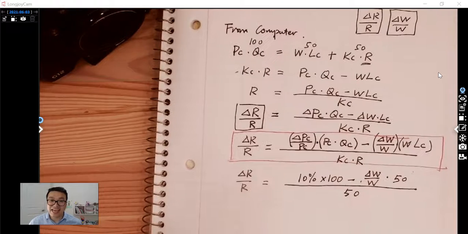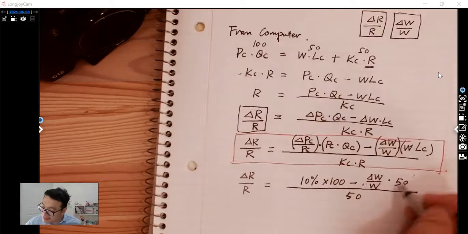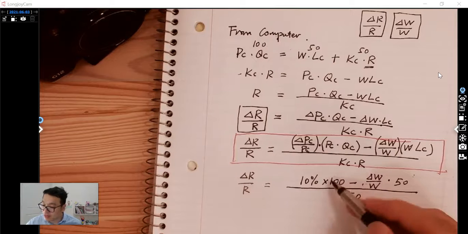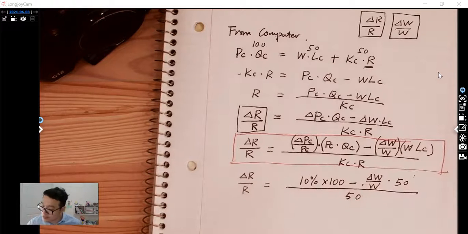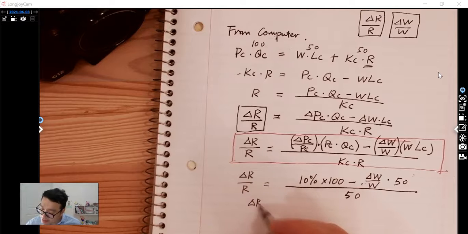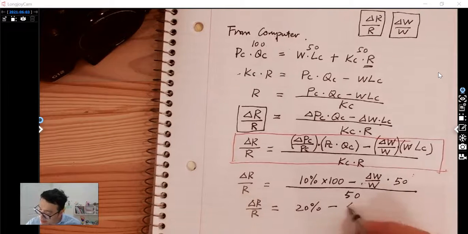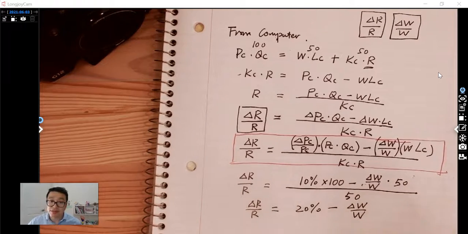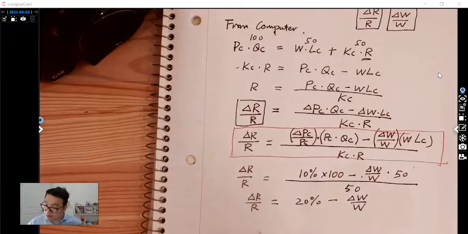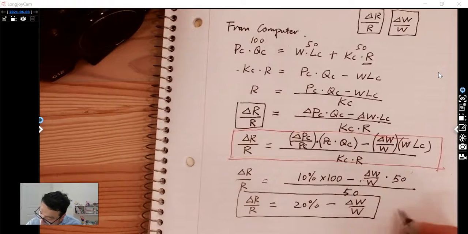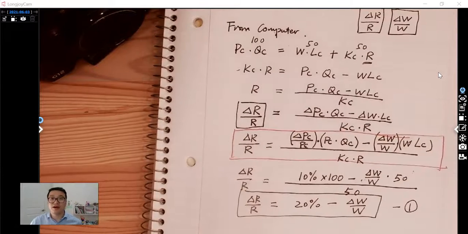All right, so we are getting down there. You see that this 50 divided by 50 will be canceled, and this 100 divided by 50 is 2. 2 times 10% is 20%. So the simplified equation will be delta R over R equals 20% minus delta W over W. Okay, so actually, we can call this equation number 1.